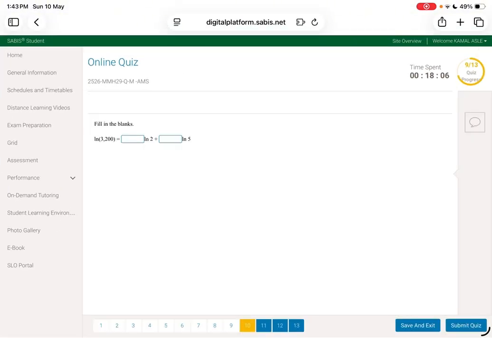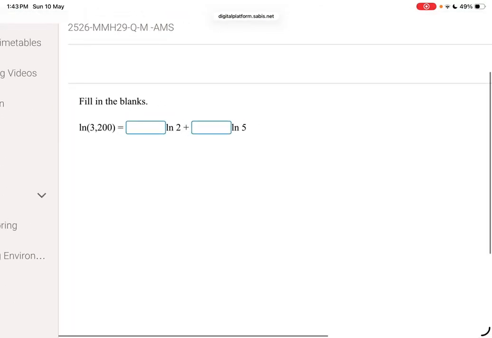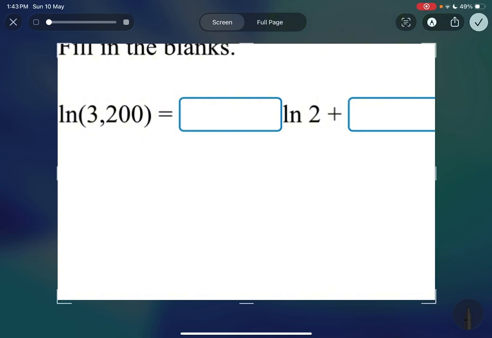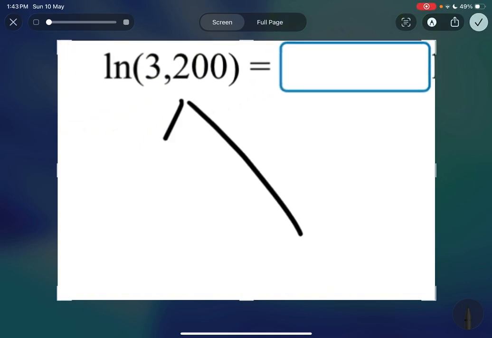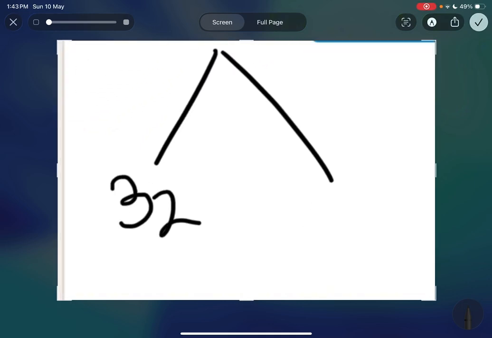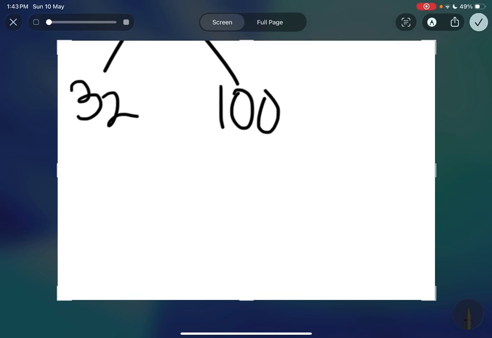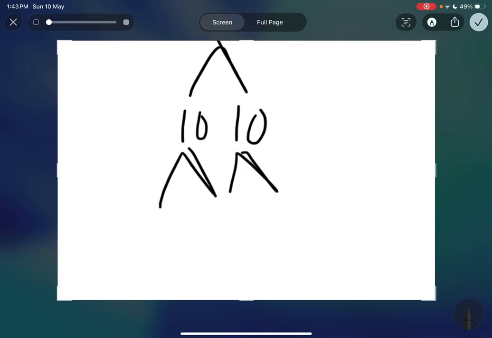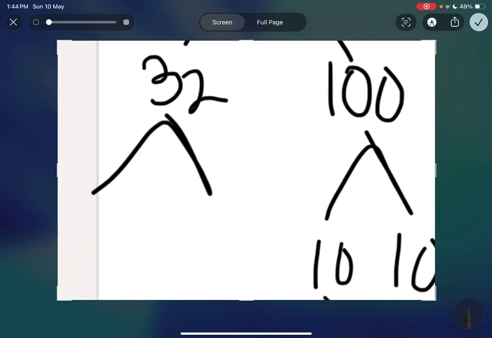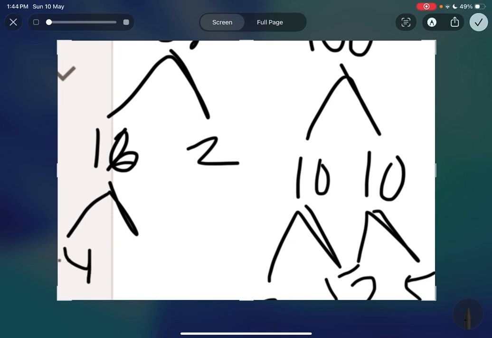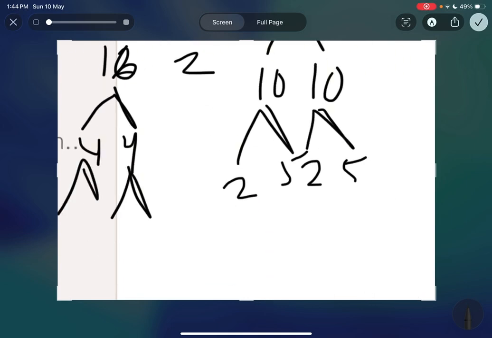Here they want ln of 3,200. What do you do here? First, you take 3,200. What is it? It is 32 times 100, right? And then 100 is 10 times 10, and you know that 10 is 2 times 5, 2 times 5, right? And also 32 is 16 times 2, and then 16 is 4 times 4, and then 2, 2, 2, 2.